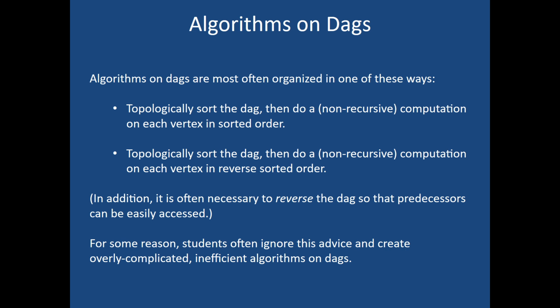And I said this last time, I'll say it today, I'll say it Thursday, and I'll be saying it to people next week. Students just want to ignore this advice. And they create overcomplicated, inefficient algorithms on DAGs. The most common thing is they skip the topological sort, just write a recursive algorithm to compute some function for an algorithm on a DAG and end up with something that takes exponential time.